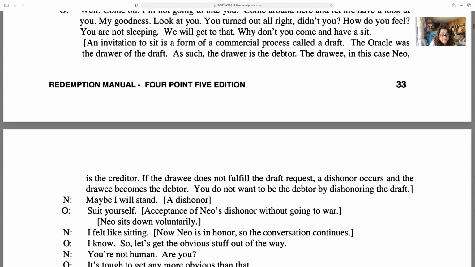Neo: Maybe I will stand. Oracle: Suit yourself.